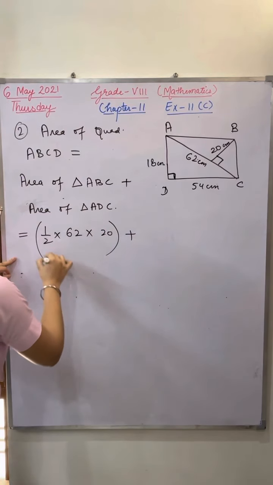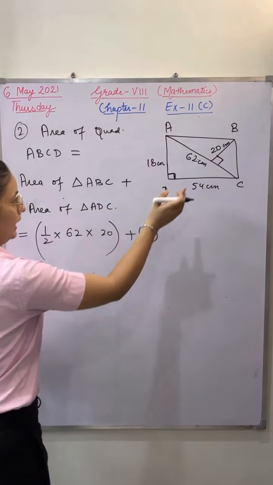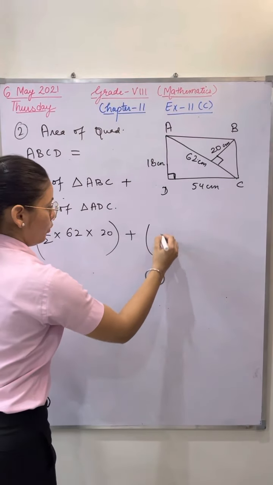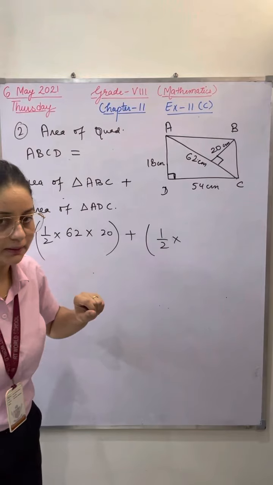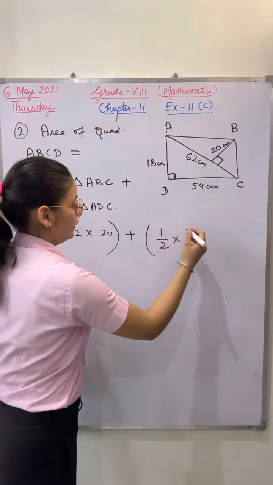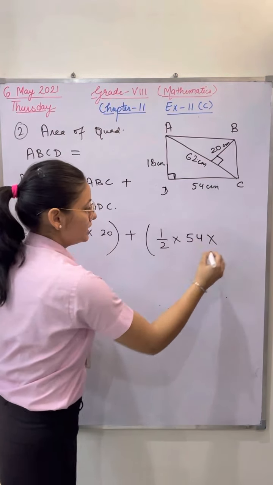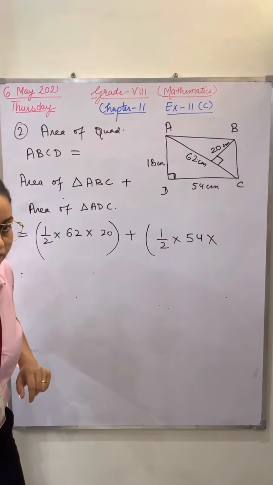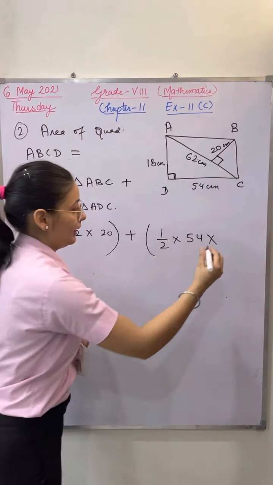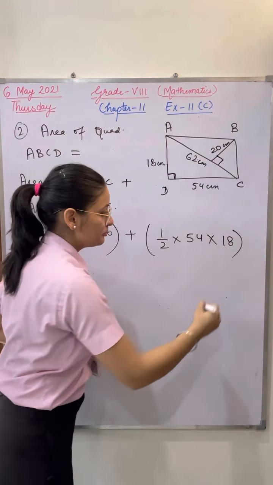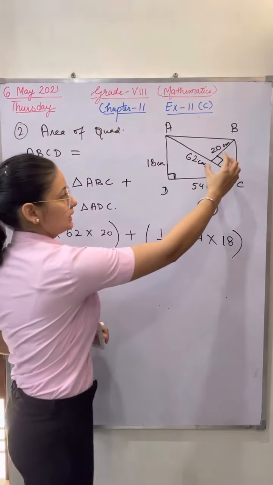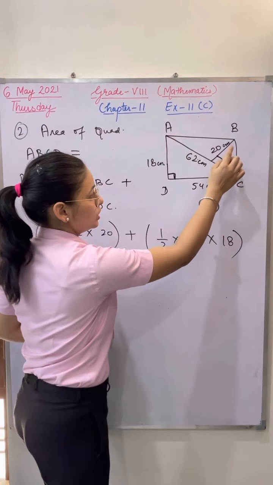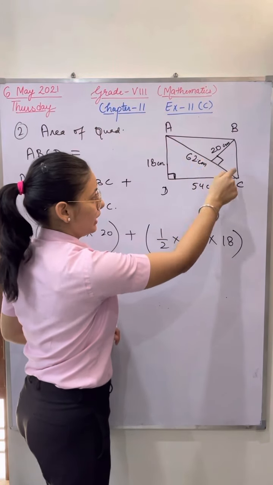This is the first triangle. In the second triangle ADC, half into base into height. What is the base here in this second triangle? 54 centimeter. Very good. And what is the height? 18 centimeter. Now listen very carefully. Absolutely correct. Please mute yourself. I told you in the beginning that if a side is on 90 degrees, that will always be a height of the triangle.